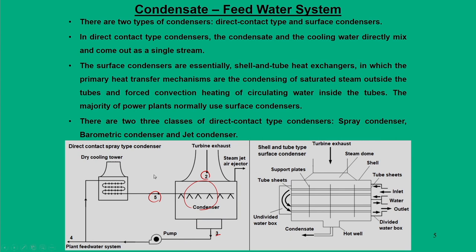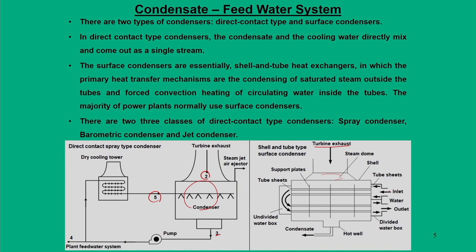In a surface condenser, which most modern power plants use, a shell and tube type heat exchanger is used. You see the turbine exhaust here. It comes into the steam dome at this location and enters the shell side. That means this dome is connected to the shell, and the entire shell is occupied with the turbine exhaust. But we do not allow the circulating water to mix with the steam.